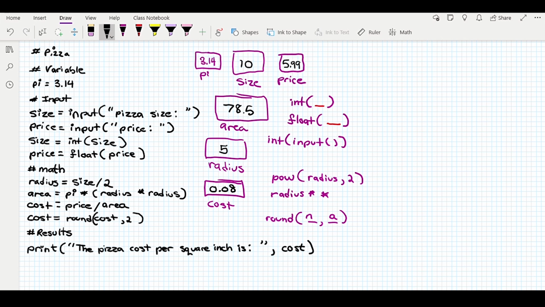Feel free to show this to your friends when they order a pizza, and have them try it with multiple pizzas to see which one is the better deal.